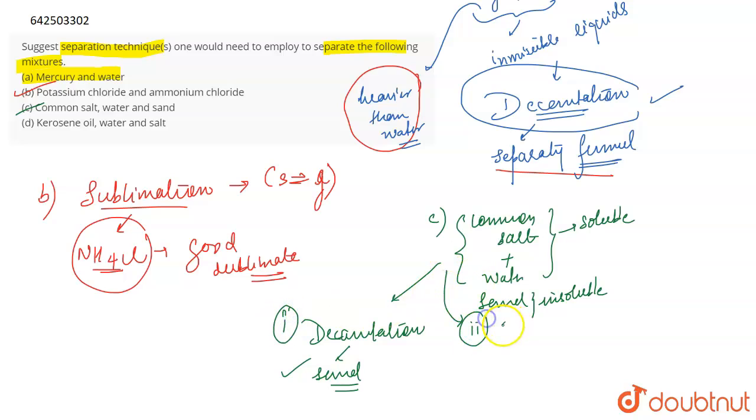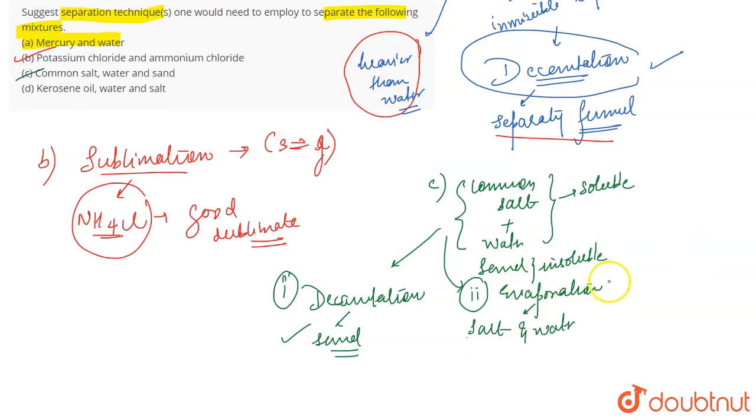The second process will be evaporation. Evaporation will be done to separate salt and water. On evaporation, the water will be evaporated out and you will be left only with common salt. So two processes are involved over here. The first is decantation to remove sand from common salt and water. Then the second process is evaporation to separate salt from water.